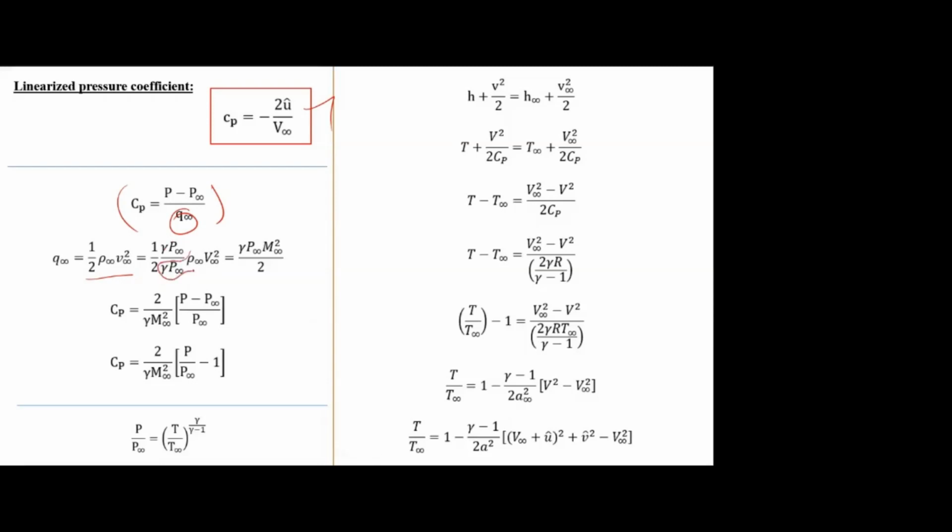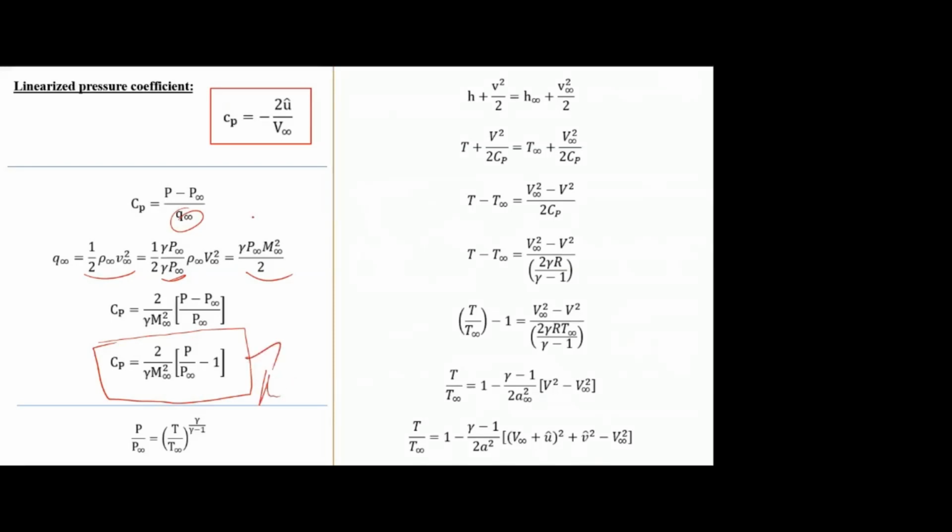Now this gamma P by rho is A square, so this term is M square. The remaining will be gamma P M square divided by 2. We already discussed how to convert half rho V square into gamma P M square. Now substitute this term here and rearrange. This will be your final Cp formula in terms of pressure and Mach number.